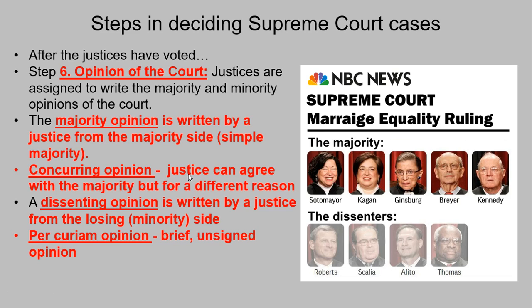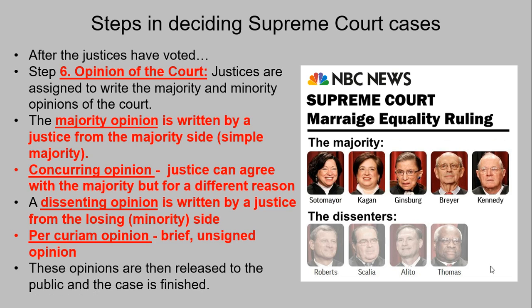There's also something called a per curiam opinion, which is like a brief, unsigned opinion. So if it's not like a real big, important issue, the court might just have a real short, brief, unsigned opinion that's not attached to any justice's name, just signed the court. That way, none of the justices get any blowback over it. So these opinions are released to the public, and that's it. And then the case is over.